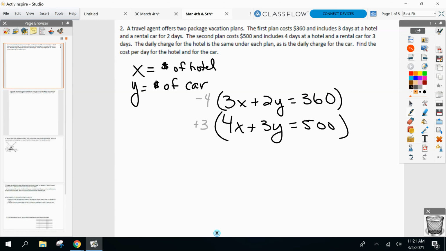All right, guys, distribute. -12x minus 8y. Distribute all the way across the equal sign on the other side as well.